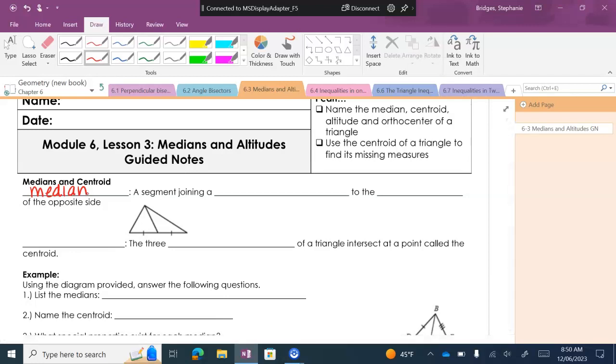In the middle, okay? So the definition of a median is a segment joining a vertex, so that means one angle of my triangle, to the midpoint of the opposite side. Sorry, my pen's not wanting to write properly. A median in my triangle would go from the vertex to the midpoint of the opposite side. So you would have those markings to show you that it is a median, just like that picture right below the definition.